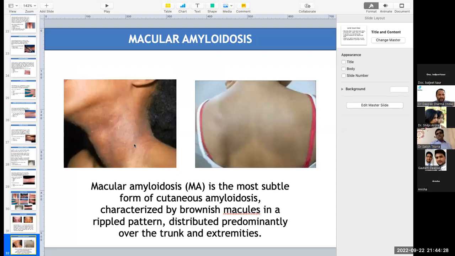Macular amyloidosis is less common, but it's very difficult to treat in allopathy. Macular amyloidosis is the most subtle form of cutaneous amyloidosis, which is characterized by brownish macules in a ripple pattern distributed predominantly over the trunk and extremities. The common sites are the upper back, upper chest, and arms, and if it is severe, it can lead to lower limb involvement also.